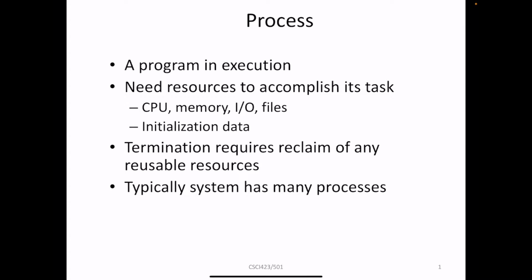In order to accomplish its task, a process requires multiple computer resources. The process needs the CPU to execute the program and do calculations, and the main memory is needed to store the data and the instructions of the program. Sometimes a process needs to access some I/O to get something or show something in the computer system. And sometimes a process needs to read data from a file or write data into a file.